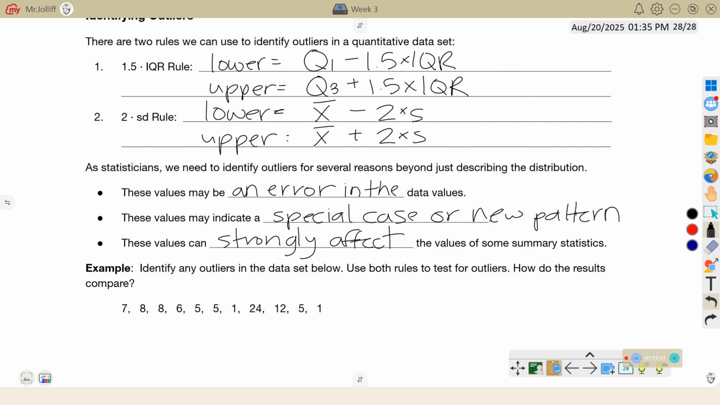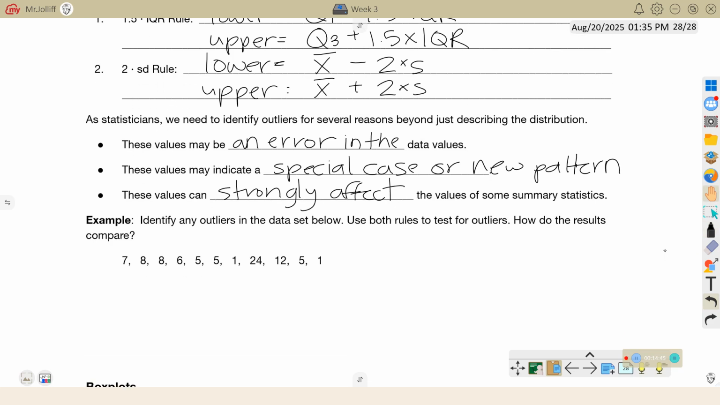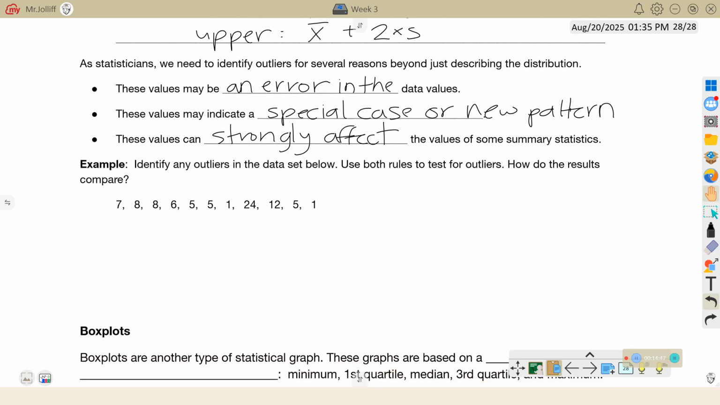Okay, so let's try that calculation. We have a data set, and we want to test for outliers using both rules. We're going to do it both ways. So I'm going to do the IQR rule here. I'm going to do the SD rule here. We'll start with the IQR rule.